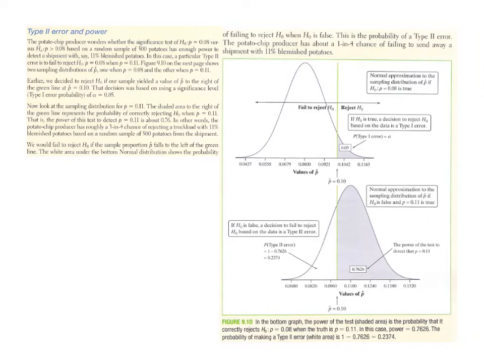The figure over here on the side, with the diagrams and the bell curves, shows two sampling distributions of p hat of the sample, one when p is 0.08 and another when p is equal to 0.11. We've rejected the null hypothesis if our sample yielded a value to the right of the green line at 0.1.